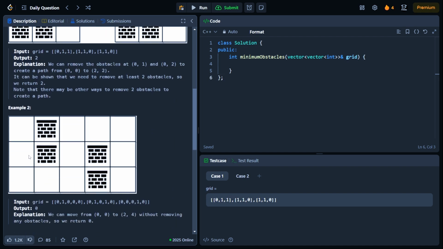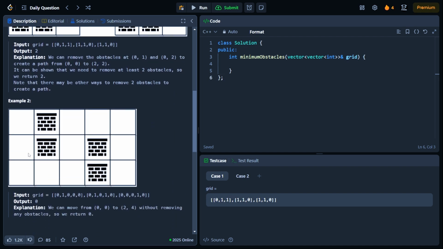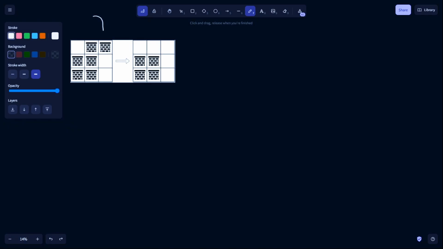So in this case, the answer is 2. If you look at this one, you do not need to remove any obstacle. You can just follow this path from the middle, and then go up and down to reach the lower corner. Now let's see how we can approach this problem. Okay, let's look at example 1. In example 1, they remove these two obstacles to make this path here. So just to be clear, let me use another color.